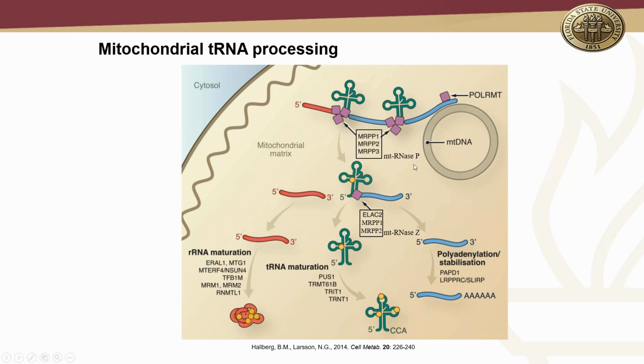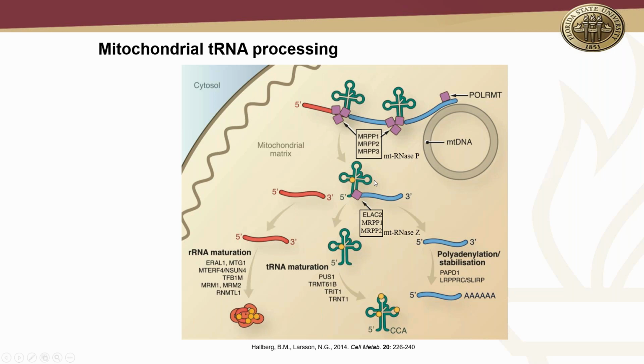The 2 key events are the 5' tRNA processing by the mitochondrial RNase P and the 3' tRNA processing by the mitochondrial RNase Z. As the scheme nicely shows here, 3 proteins called MRPP1, 2, and 3 act as a mitochondrial RNase P, while the other 3 proteins, MRPP1, 2, and ELAC2, act as a mitochondrial tRNase Z. The end result of these 2 events is that all of the individual RNA species can undergo their own set of maturation. This is mediated by a lot of unique enzymes, and we are not going to go into details of each of them.